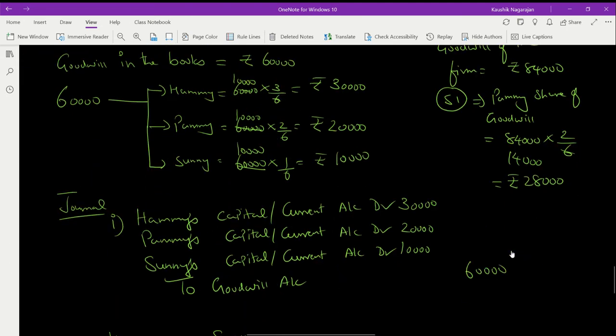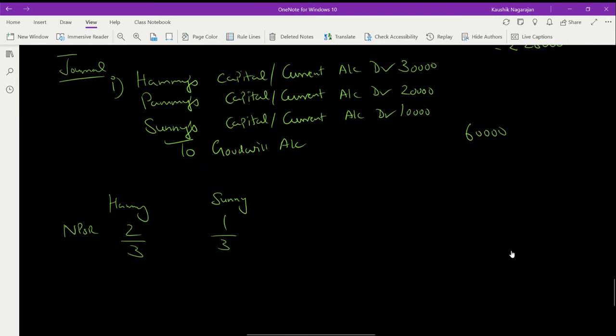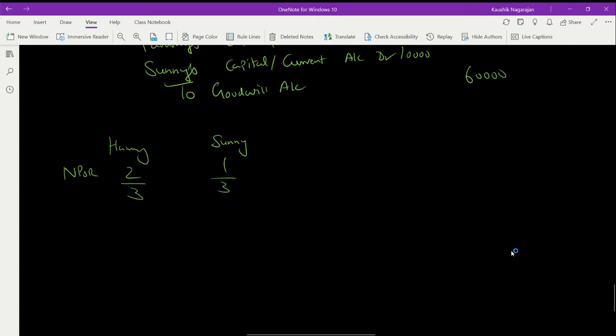Now we should know who will settle this 28,000, whether the continuing partners both Hanny and Sunny or any one among these two. So find out step 2, that is gaining ratio. So calculate the gaining ratio. For gaining ratio, the formula is your new ratio minus your old ratio.